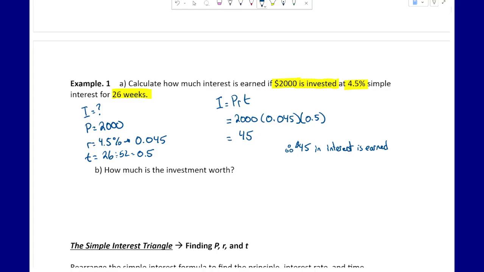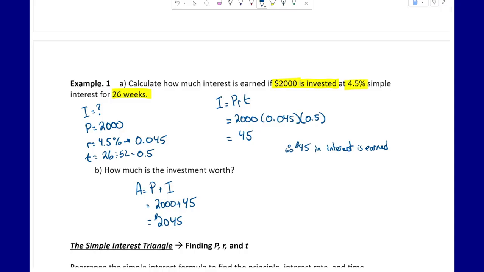Now you might say, well, it's $45. I just calculated that. But we have to remember that the $45 is only the interest that gets added. If we're looking for what the investment is worth, we're looking for our total value. So we have to do our principal, our starting amount, plus the interest. So 2,000 plus the interest, and we get $2,045.